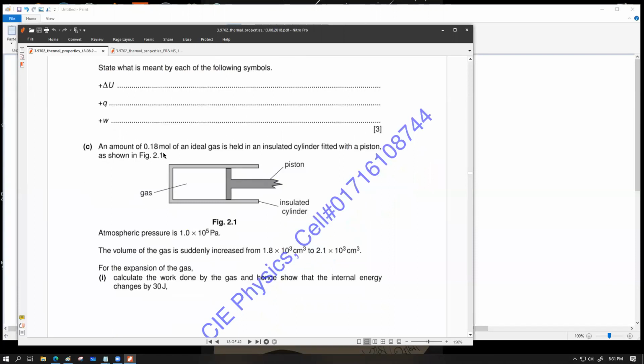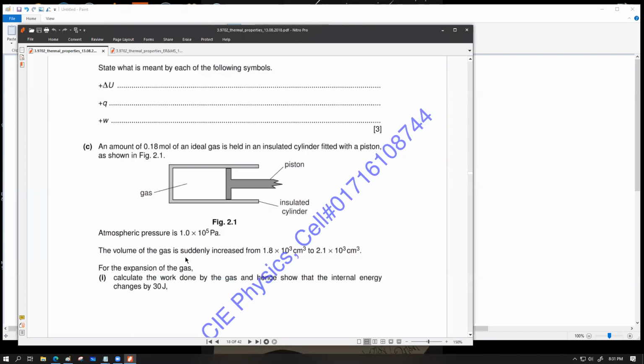The amount of 0.18 mole of an ideal gas is held in an insulated cylinder fitted with a piston as shown in figure 2.1. Atmospheric pressure is 1.0 times 10 to the 5 pascal. The volume of the gas is suddenly increased from 1.8 times 10 to the 3 cubic centimeter to 2.1 times 10 to the 3 cubic centimeter. So this word suddenly is the key here.